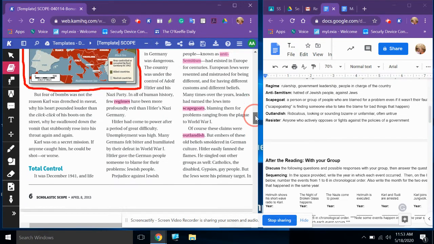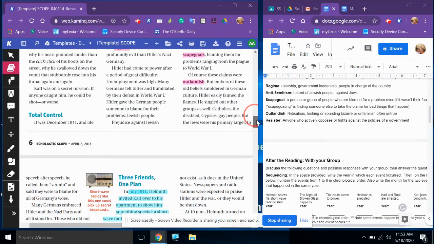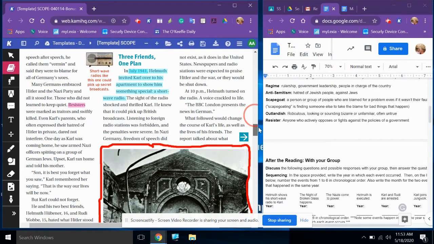He singled out other groups as well: Catholics, the disabled, gypsies, gay people, but the Jews were his primary target. In speech after speech, he called them vermin and said they were to blame for all of Germany's woes. Many Germans embraced Hitler and the Nazi Party and all it stood for. Those who did not learn to keep quiet, resistors, were marked as traitors and swiftly killed. Even Karl's parents, who often expressed their hatred of Hitler in private, dared not interfere.